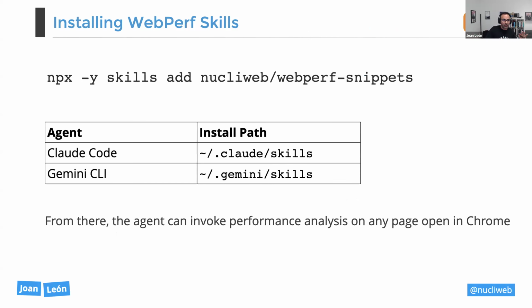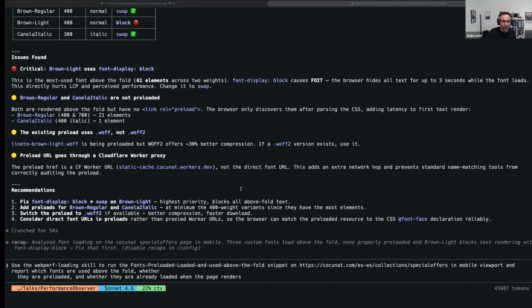Very quickly, installation is a command. You need to use Node, because with npx skills you can add the snippets in Claude Code with a global path, and in Gemini with a global path. You can use it in the project path too. In this case, I have a demo.